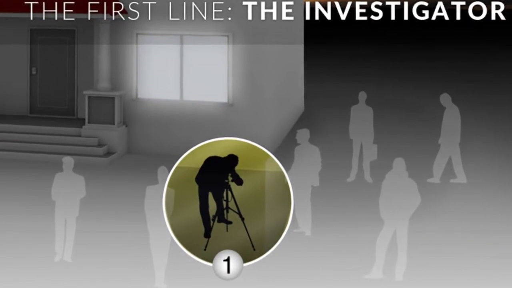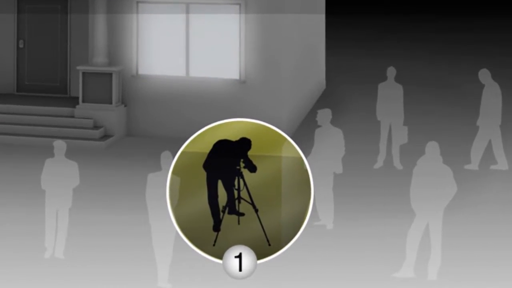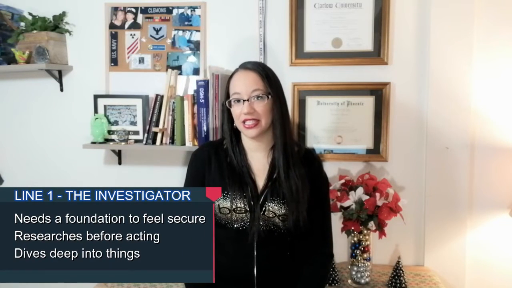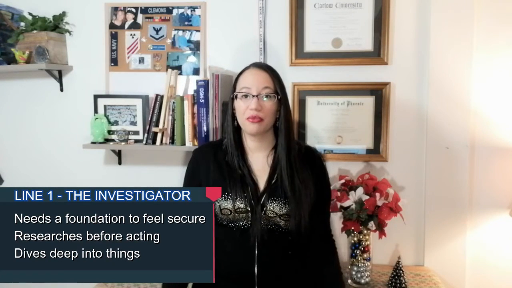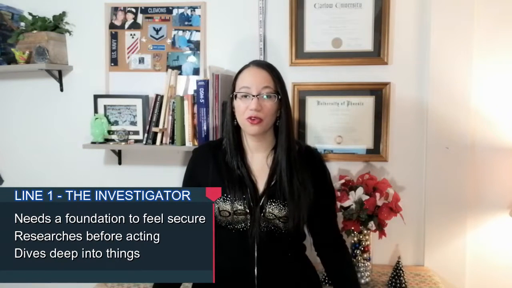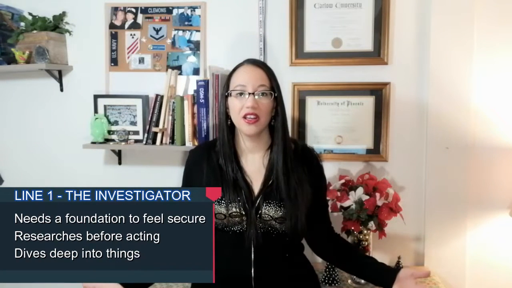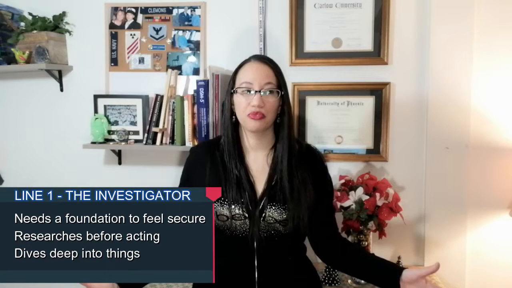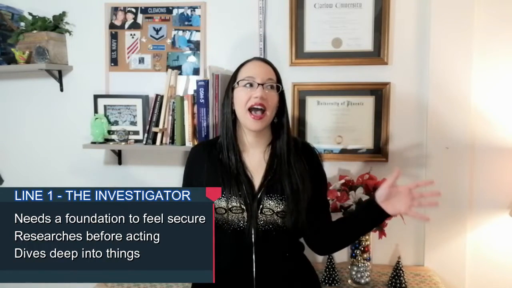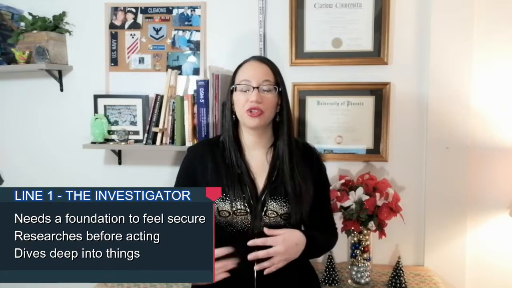So line 1 is the investigator, and it's also an intrapersonal line, which just means that the investigator is somebody that likes to do research. They like to dig deep and make sure that they have all of their bases covered and all the information that they're looking for before they proceed with a decision or an action, or proceed into the projection field and how they're being projected.